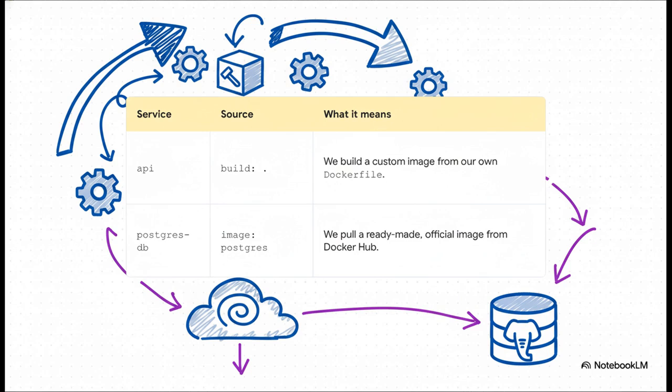For our own custom code, like our API, we use build. That's us telling Compose, hey, the code is right here. Look for the Dockerfile in this folder and build it from scratch. But for something common like our database, we use image: postgres. This is a game changer. We're basically saying, don't bother building this. Just go grab the official ready-made Postgres image from Docker Hub. Talk about a time saver. Why reinvent the wheel, right?